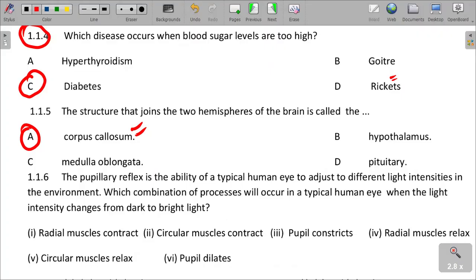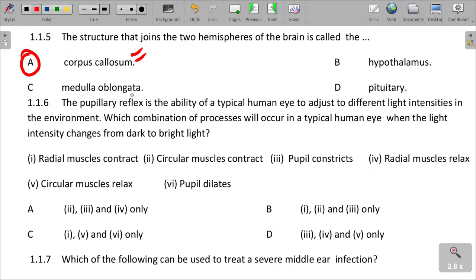The medulla oblongata is the part of the brain that is an extension of the spinal cord, connecting to the head. The pupillary reflex is the ability of a typical human eye to adjust to different light intensities in the environment. We said that there are stimuli that cause various sensations. Human senses are caused and controlled by various stimuli, and each of them has its own stimulus. So the stimulus for sight is light. Light enables us to see.